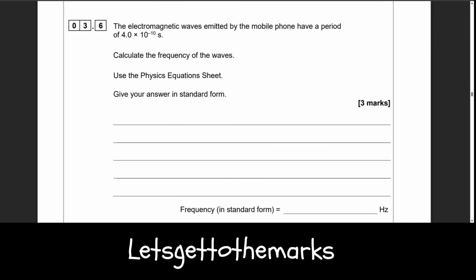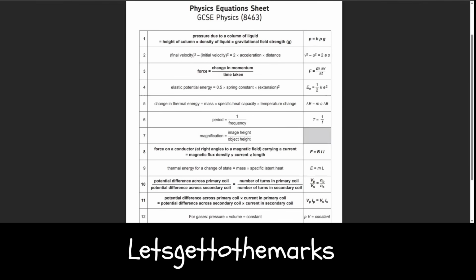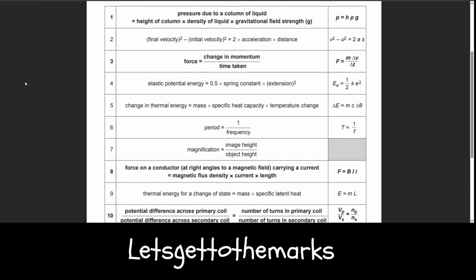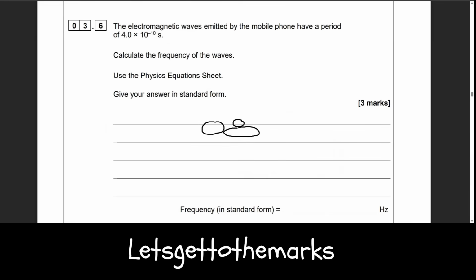Lovely. So what we're going to do is go over to the physics equation sheet and have a little look. They mentioned time period, or period, and you can see 1 over frequency equals the time period. Let's take that equation back and see what we can do. Calculate the frequency. So we had 1 over f is equal to the time period. Well, all we've got to do is rearrange this and do 1 over T. So we're going to go 1 over T equals f, and that's going to get us our first mark.